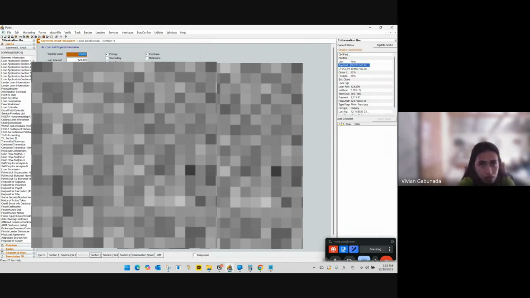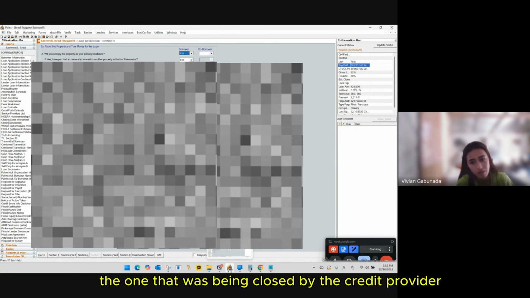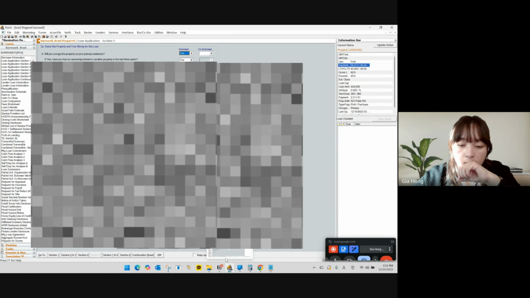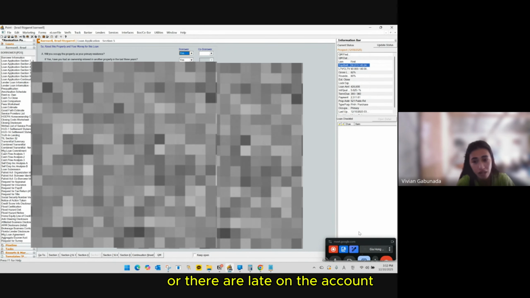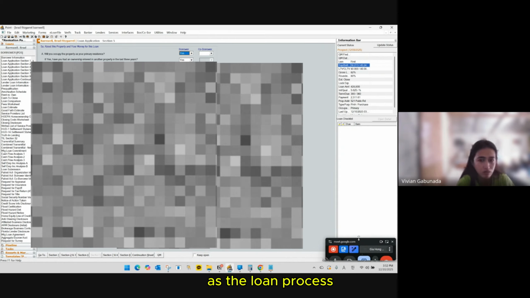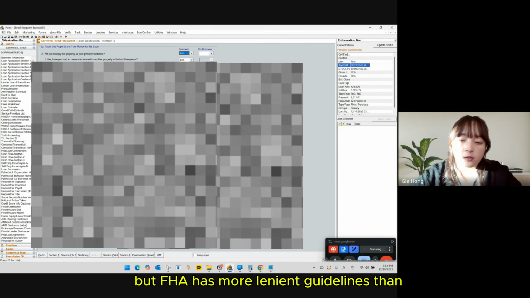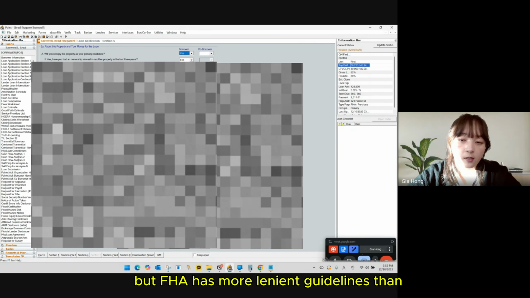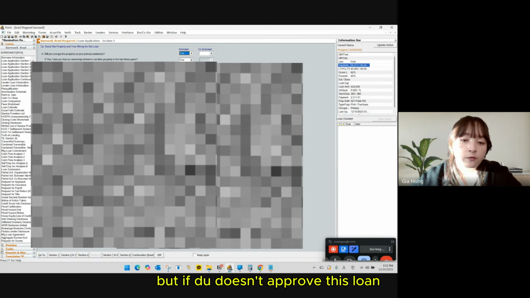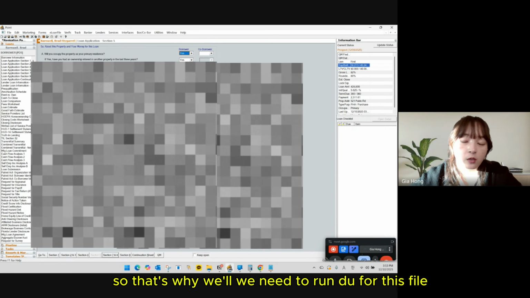For the ones that were tagged as past due on the credit report, or the ones that were closed by the credit provider, will that affect the application? Sorry, what was that? For the ones that were tagged or there are lates on the account, so it was closed by the credit provider. So do we have a problem as the loan process progresses or no? For any late, it will affect the loan, but FHA has more lenient guidelines than the conventional. So we would know once we run DU. If DU approves with the current credit report, then we are good to go. But if DU doesn't approve this loan because of the credit report, then we can't proceed. So that's why we need to run DU for this file.